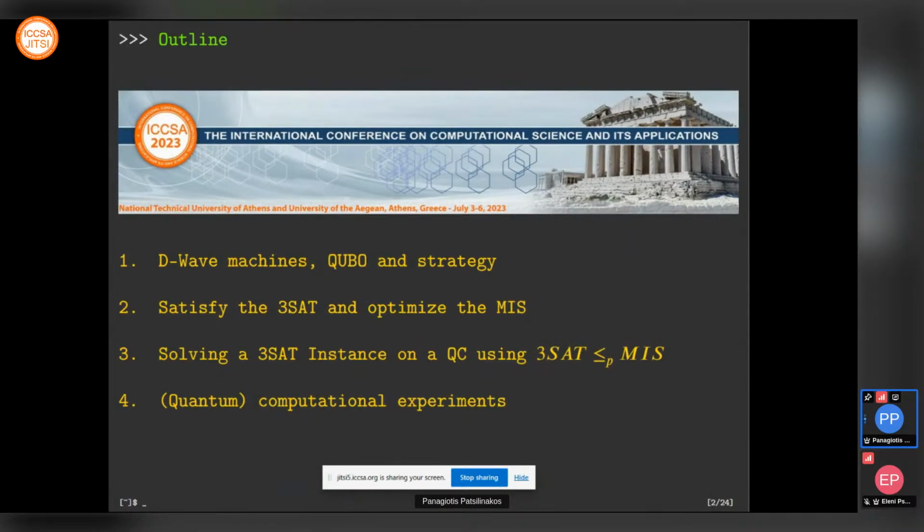Here is my outline, but I won't spend a lot of time on the D-Wave machine since Riyad is present there. I will talk about my strategy to solve the FreeSat, and we will have some results at the end.